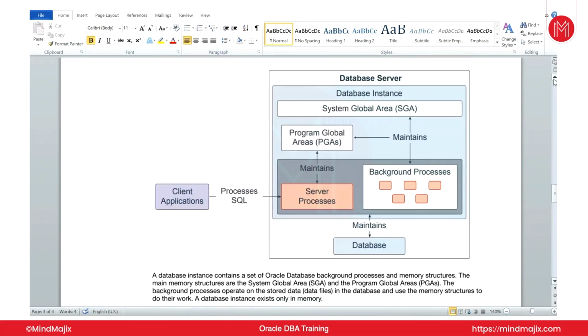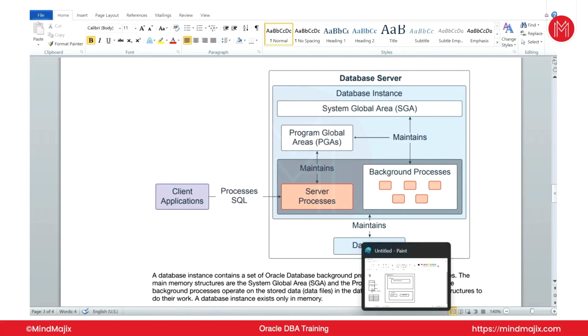We will start with understanding the database instance. In our database instance, the components are SGA, which is System Global Area. The second component is called PGA, which is Program Global Area. And the third component is processes. So these two are memory components, and this is the one process.